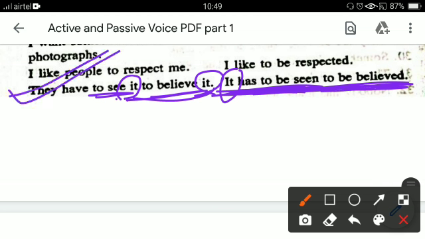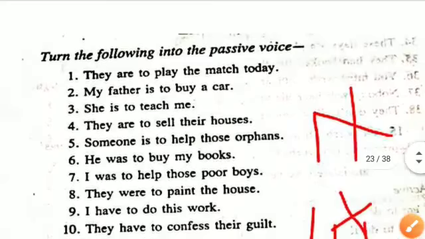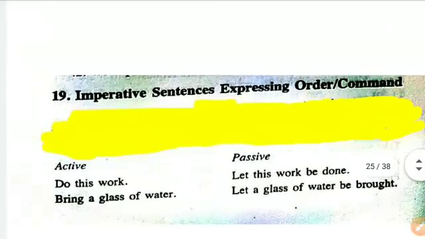This is a sentence which can make you confused, so pay attention to this sentence. And based upon these things, whatever I discussed in this video, exercise number 7 is given, and wait for my next video.